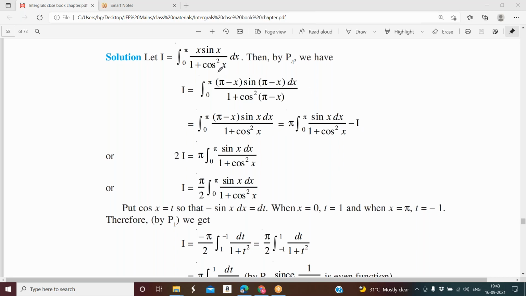What is your I? Integral 0 to pi x sin x. So actually this can be separated into two integrals. One is pi sin x dx. Pi is a constant, so take it out. Integral 0 to pi, this pi into sin x. You multiply these two, so pi into sin x. Pi is a constant, take it out. Divided by 1 plus cos square x.